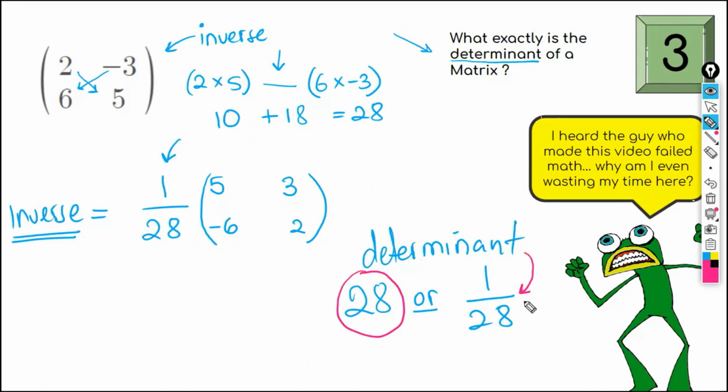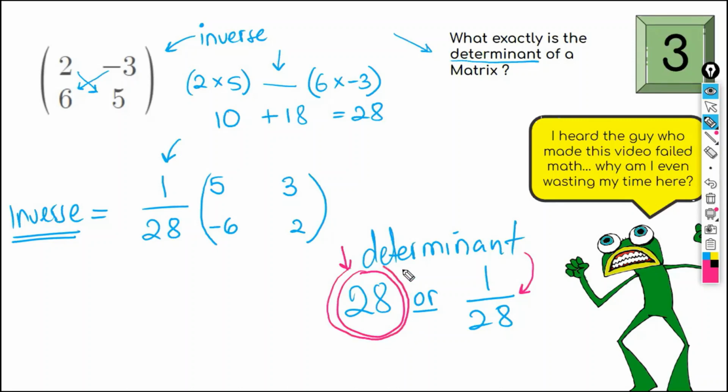And that has been an issue since I started teaching maths, however many years ago, all right? The 1 over 28 is part of the inverse, right? The 28 is the actual determinant. The rule is when you get the determinant, which is 28, in order to get the inverse, you have to throw it underneath the 1. All right, so let's keep that in mind because this is a 1-mark question, right?